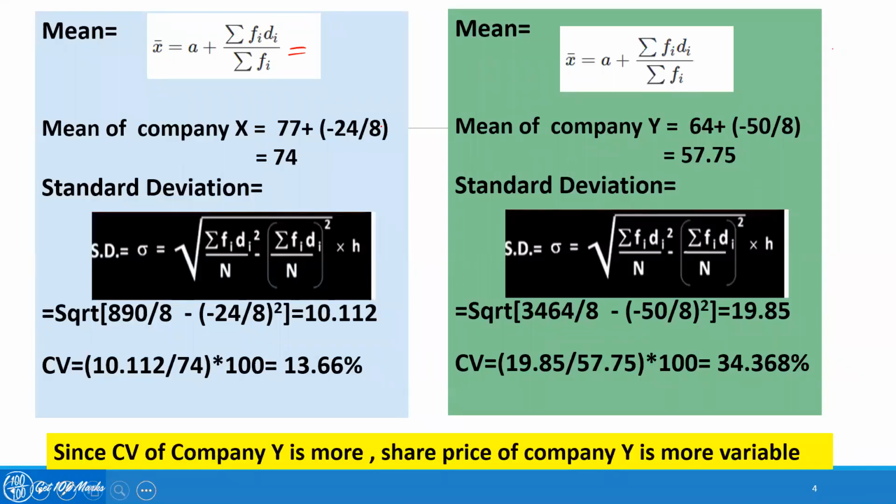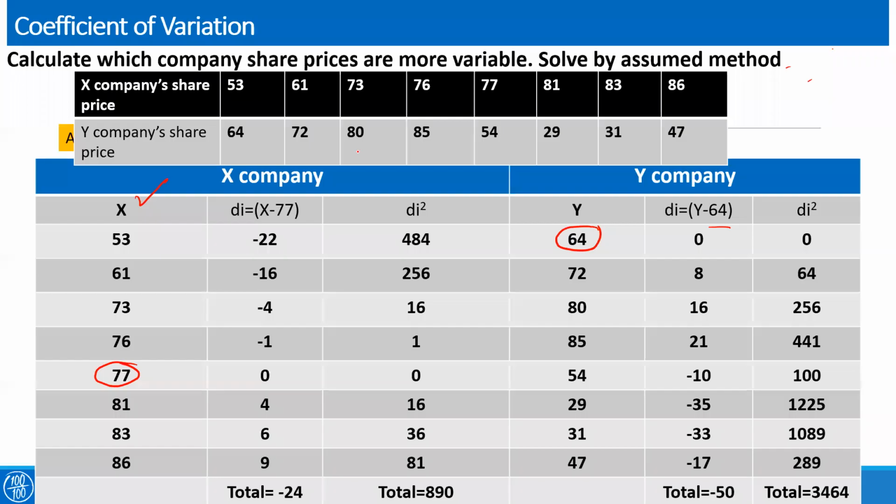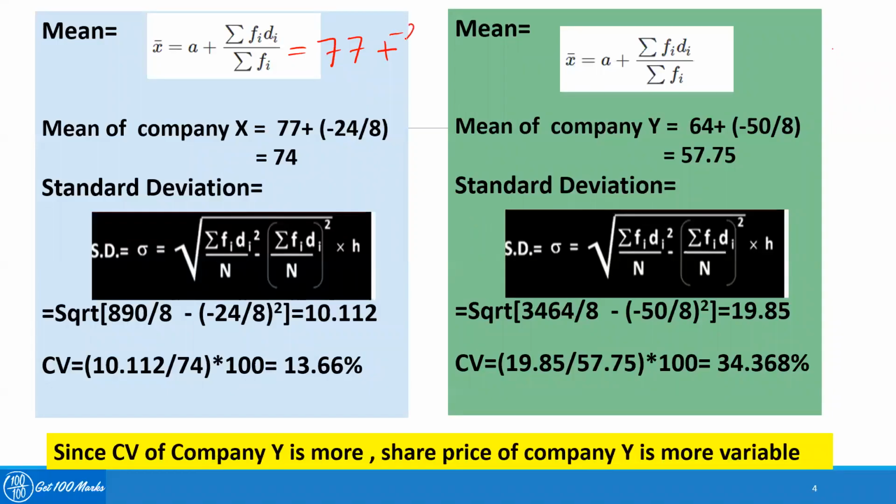A is 77. So the value will come as 77 plus summation Fi di over summation Fi. Here, Fi is not there, therefore di is minus 24, so minus 24 divided by the number of observations, which is 8, and the value will come as 74.